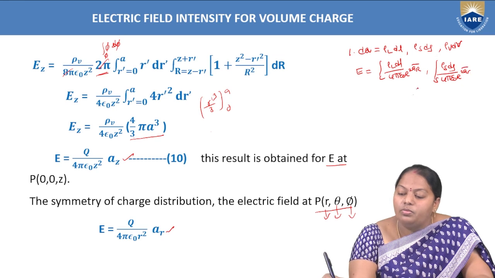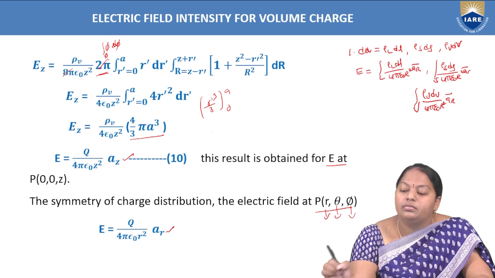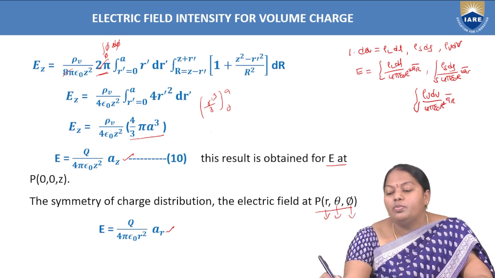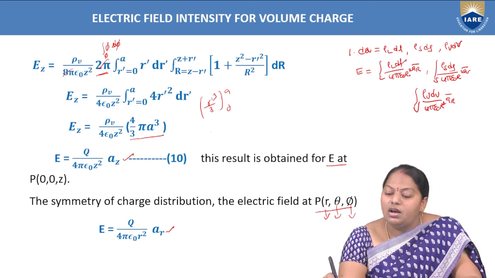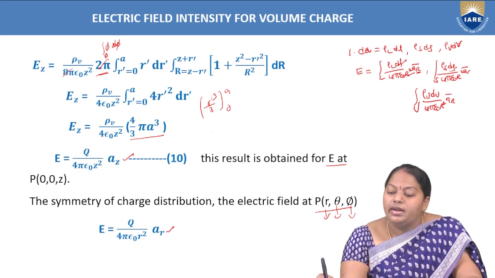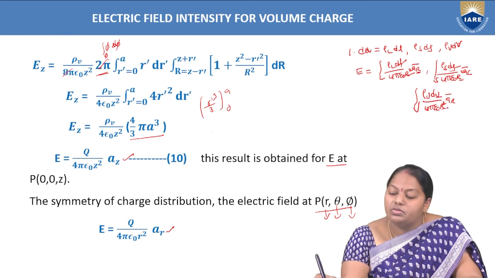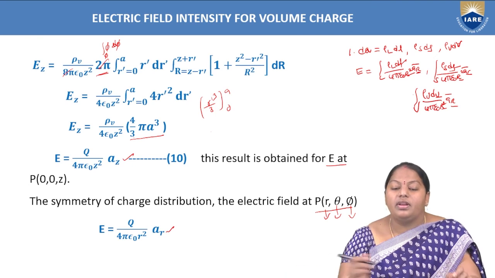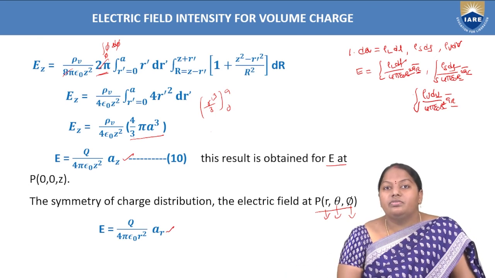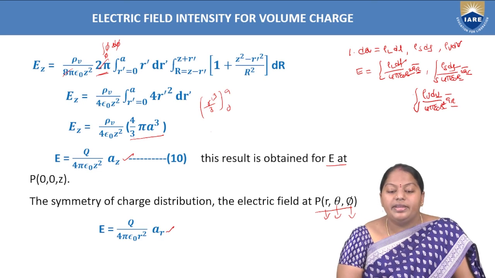and for volume, integral over V of rho V dv by 4 pi epsilon naught R square into aR. In these, all the unknown parameters are evaluated from the considered figure, that is dl, R square, aR in the first case; ds, R square, aR in the second case; and dv, R square, aR in the third case. So this is the way we have evaluated the three applications of electric field intensity due to line charge, surface charge and volume charge.